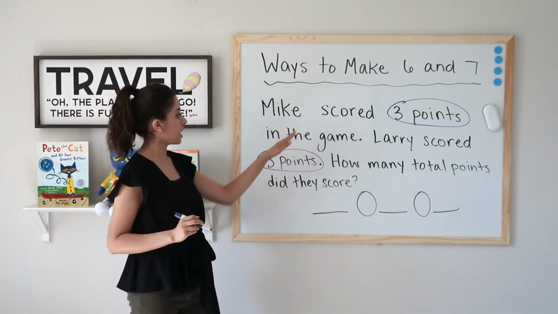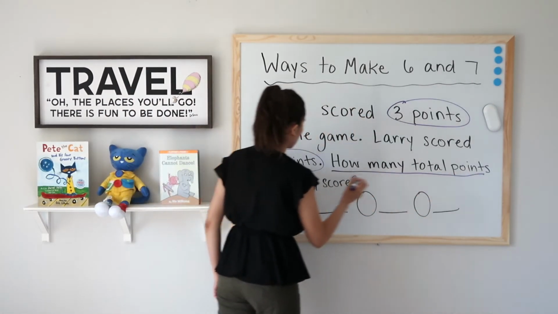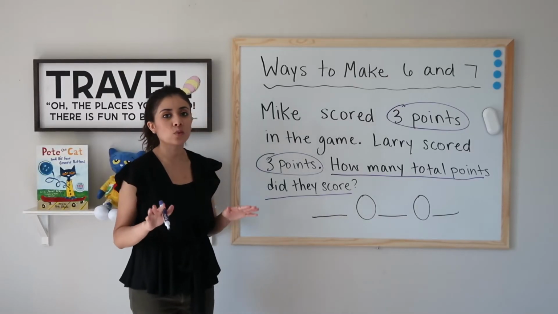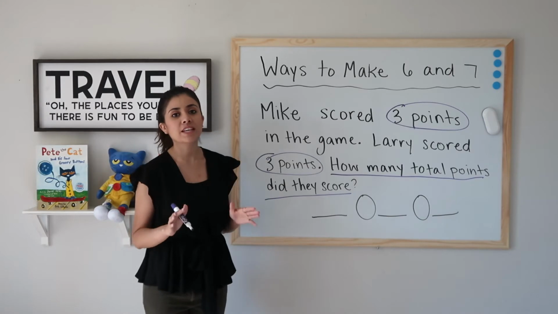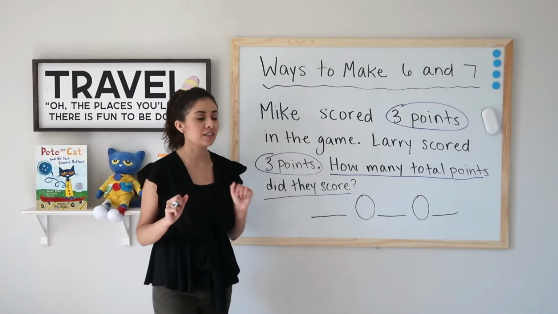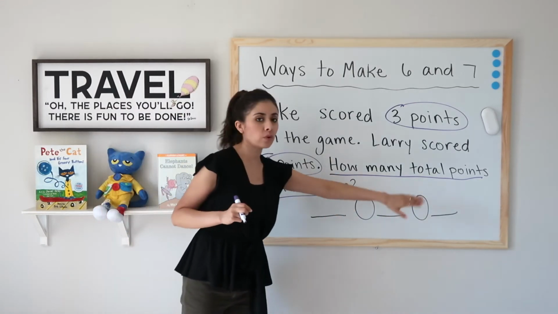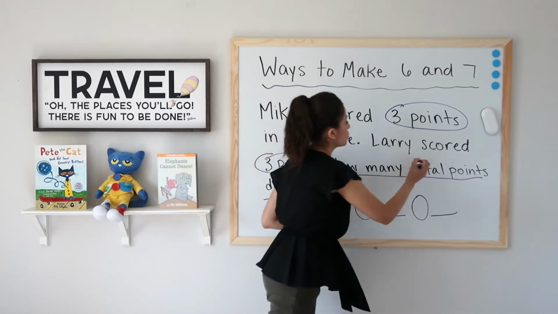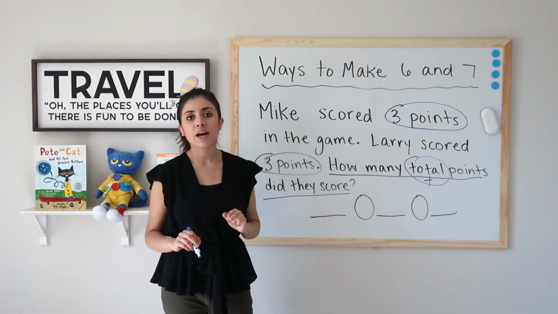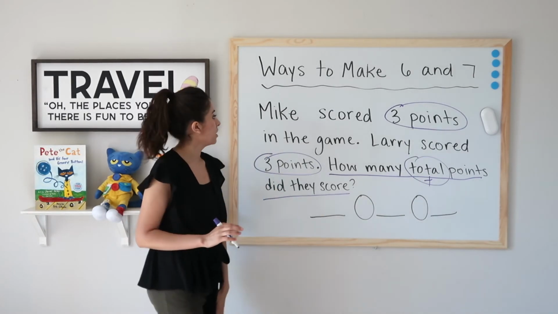So I have 3 and 3, and I want to know how many total points did they score? So for this problem, I'm not seeing the words in all or all together. Can you find the word here that helps us know we have to add? If you said total, you are correct. Total lets us know that we need to add. When I hear total, I know that I have to take everything and bring it together, okay?